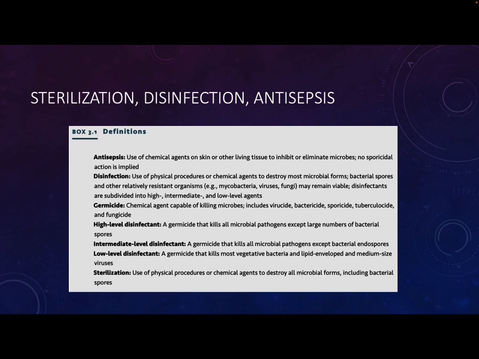Antisepsis is using a chemical agent on living tissue. So an antiseptic is something you could put on your tissue. It does not remove all microorganisms.